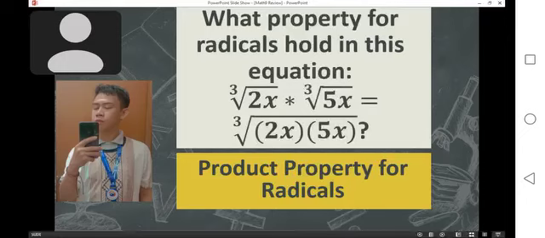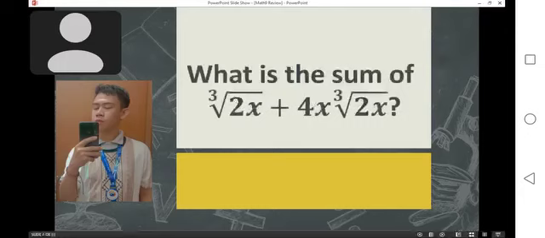Next, what is the sum of the cube root of 2x plus 4x cube root of 2x? In adding and subtracting radical expressions, we need to first identify the radicand and the indices. If the radicands and indices are the same, then we can simplify them by adding. So to find the sum, again, we must know the radicand of the two radical expressions. If they are the same, then we can combine both radicals. If not, we cannot combine those radicals.